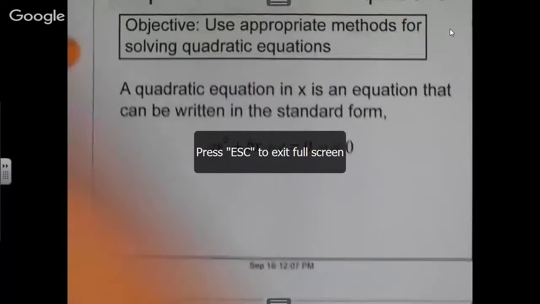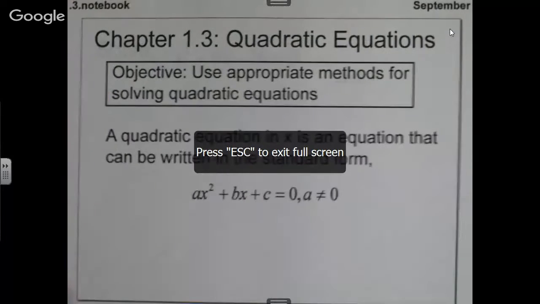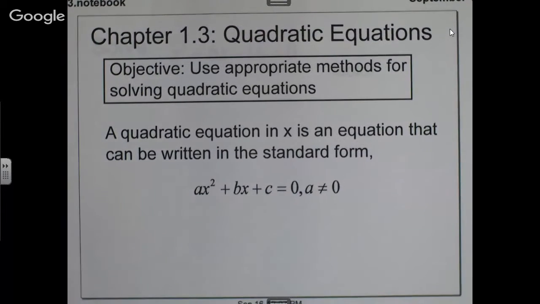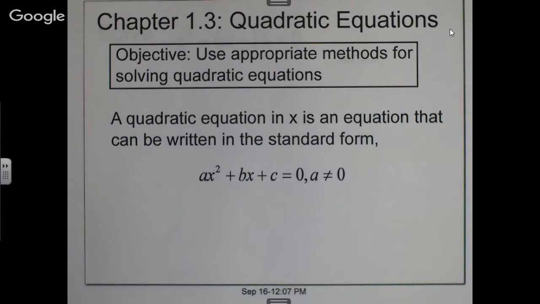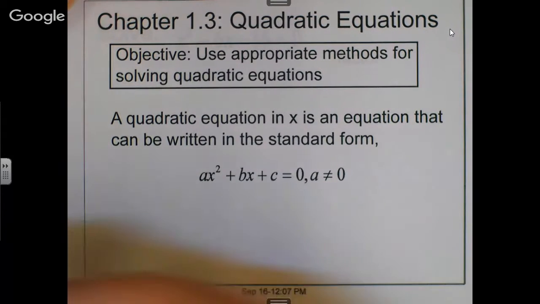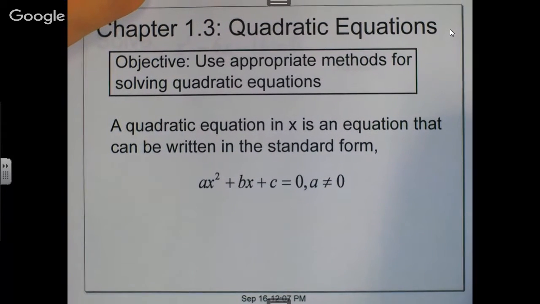All right, let's talk about chapter 1.3, which is quadratic equations. Our objective here is to use appropriate methods for solving quadratic equations. I'm going to go over 4 different ways to solve quadratics. And then on the test or on most problems, you choose whichever one is best or whichever one works better for you.